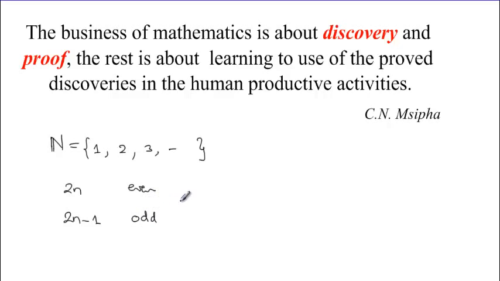I hope you understand what even numbers are. Simple: these are numbers which are divisible by 2, and odd numbers are numbers which, when you divide by 2, leave a remainder of 1. Because when we state some properties of natural numbers, we may speak in terms of even numbers or in terms of odd numbers.